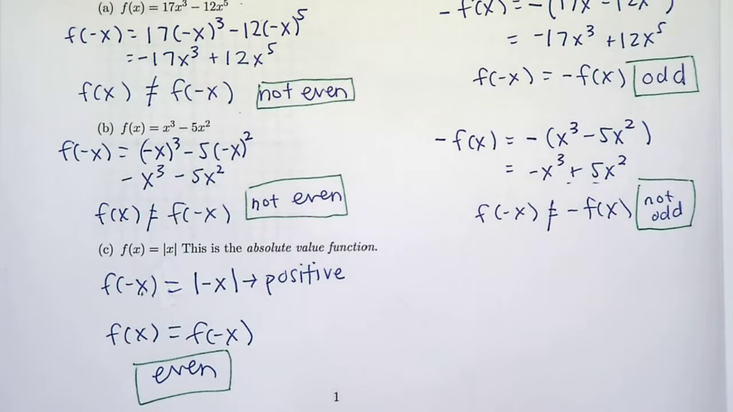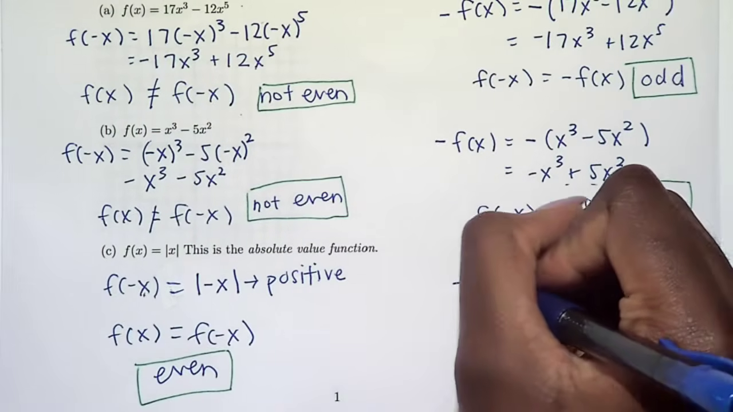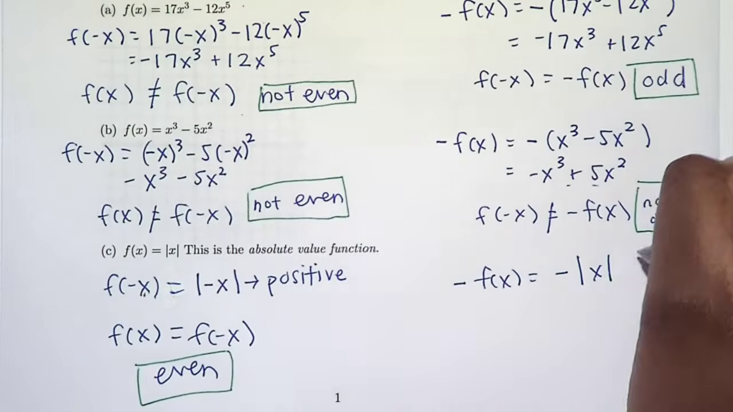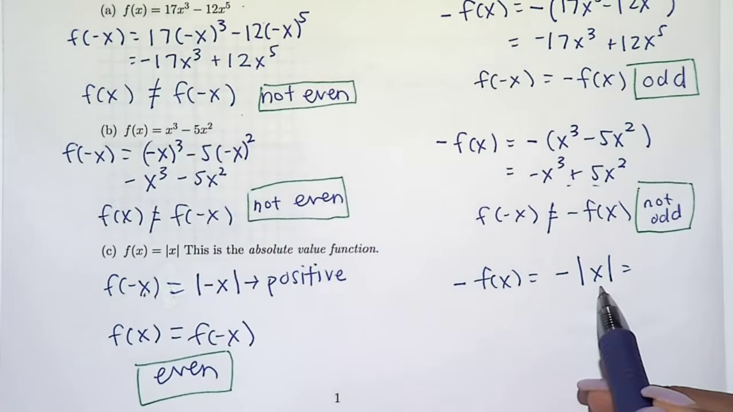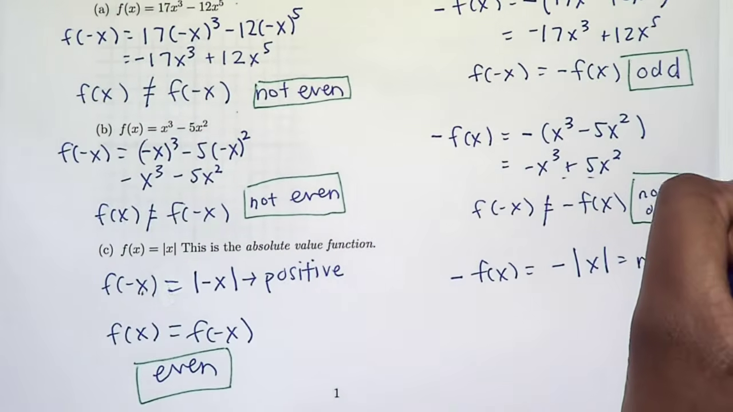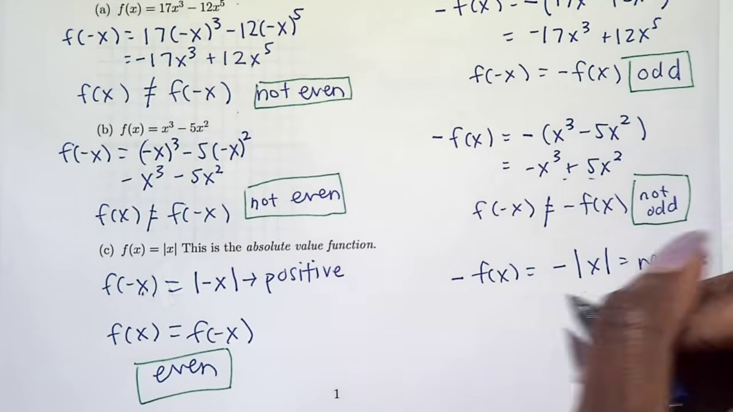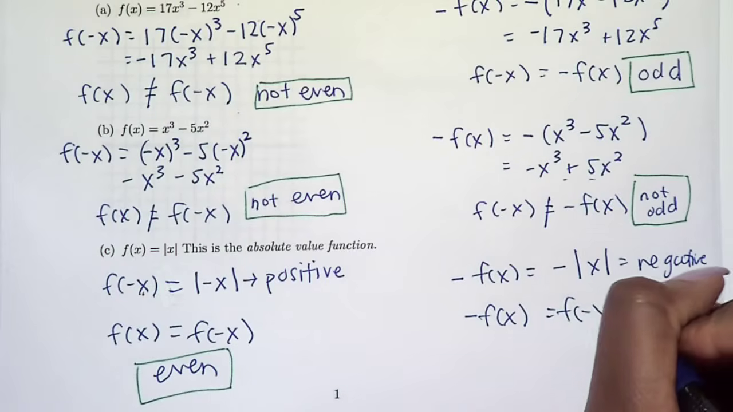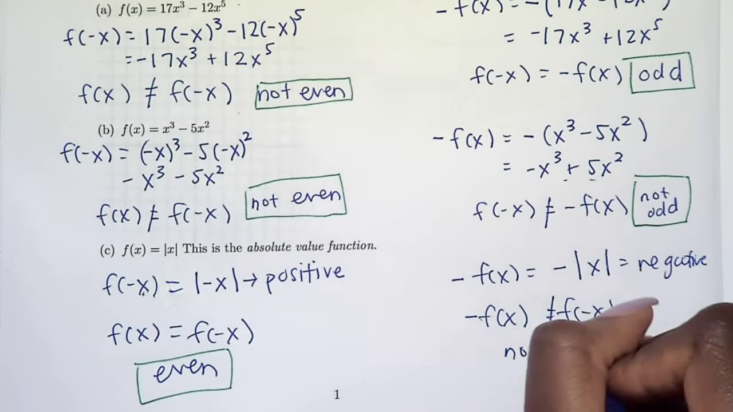Let's see if it's odd. Negative f of x, we're just putting a negative in front, which absolute value makes positive, but we're making that negative. So this is not the same as what we just found. So it's not odd.